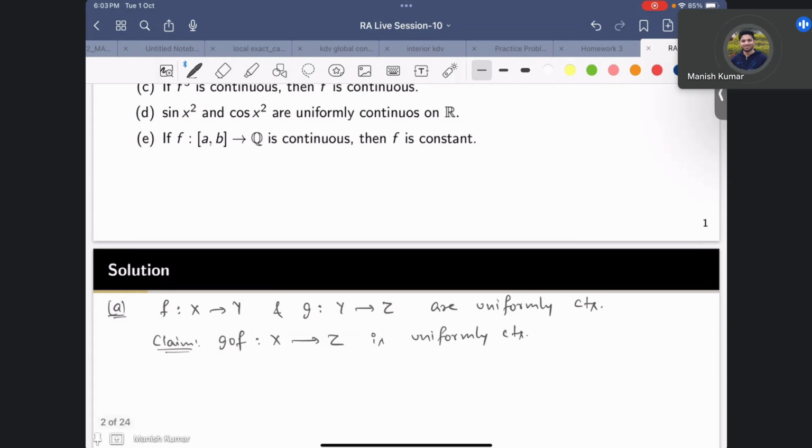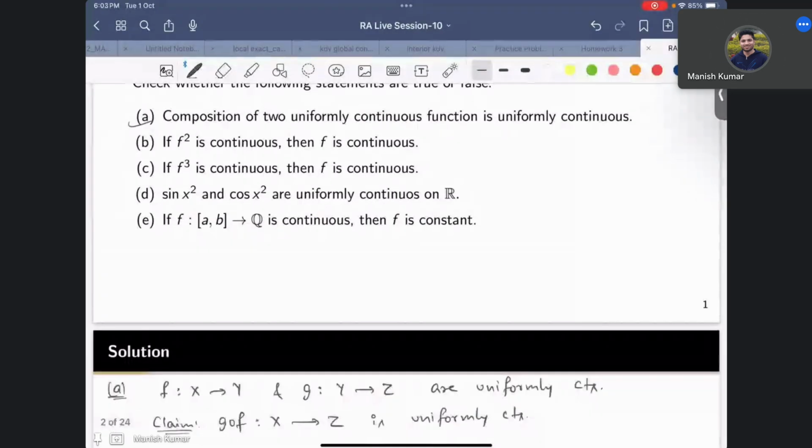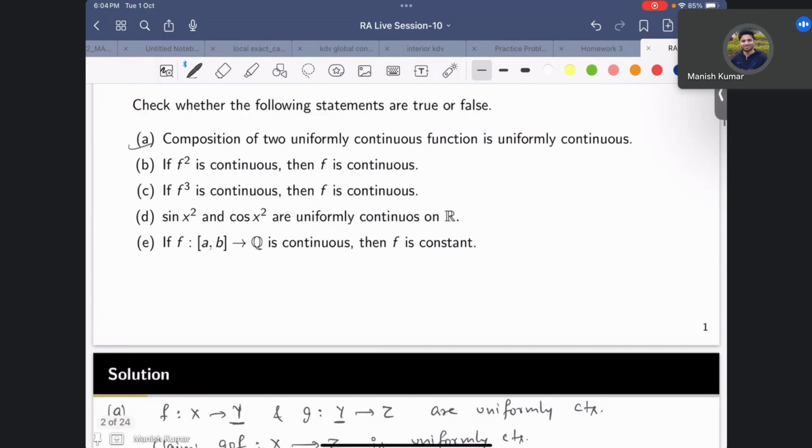So when I say that this statement is true, this is what it means: that if we choose any two uniformly continuous functions such that their composition is meaningful. That's why here I have chosen the codomain of f and the domain of g to be Y. And then we say that g composed f, which is a meaningful function from X to Z, is uniformly continuous. So this statement is true, and we'll try to see the proof now.